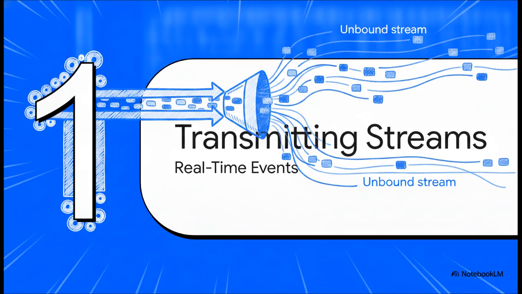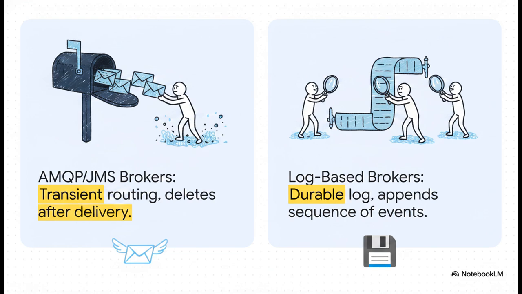Let's get right into how our event actually gets moving in a streaming architecture. So the real game changer here is the contrast between traditional transient messaging systems and modern log-based brokers. Traditional AMQP or JMS brokers are basically like a post office. They route the messages, hand them to consumers, and once they're acknowledged, poof, the message is deleted. It's totally transient.